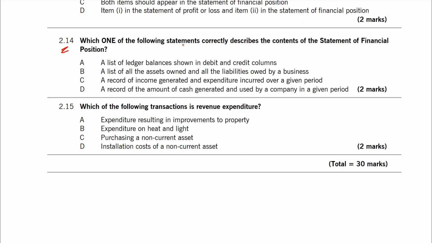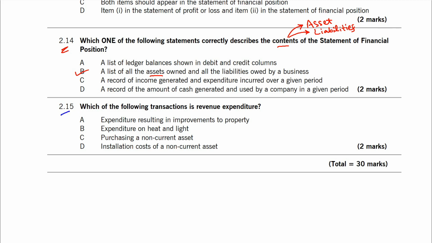Then we have question 14. Which one of the following statements correctly describes the content of the statement of financial position? We know the content of the statement of financial position. It includes assets and liabilities of the company. So, a list of all assets owned by the company and all liabilities owed by a business.